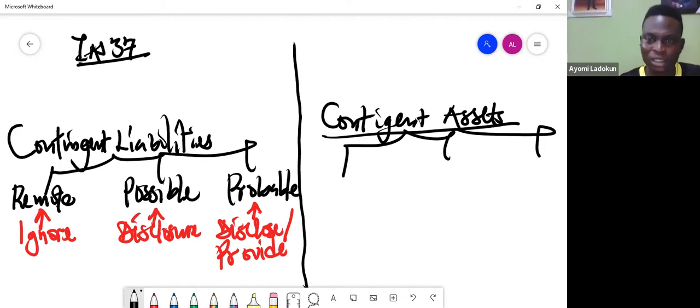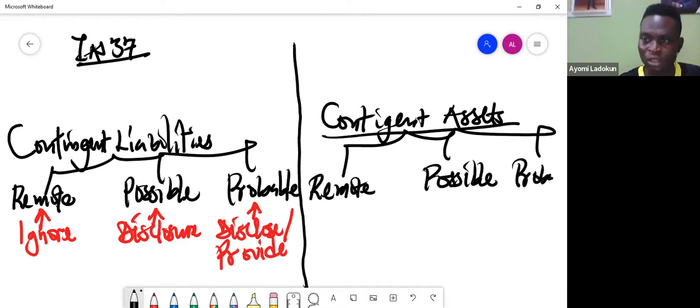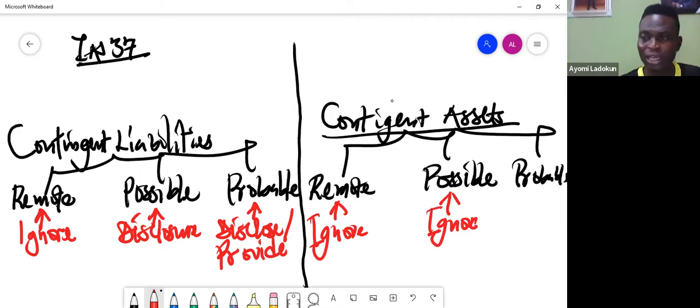Then, if you have a contingent asset, you also check if it is remote, possible, or probable. You also call it virtually certain that it will happen. Now, if a contingent asset is remote, what do you do? You ignore. So you have to take note. If a contingent asset is possible, what do you do? You also ignore.